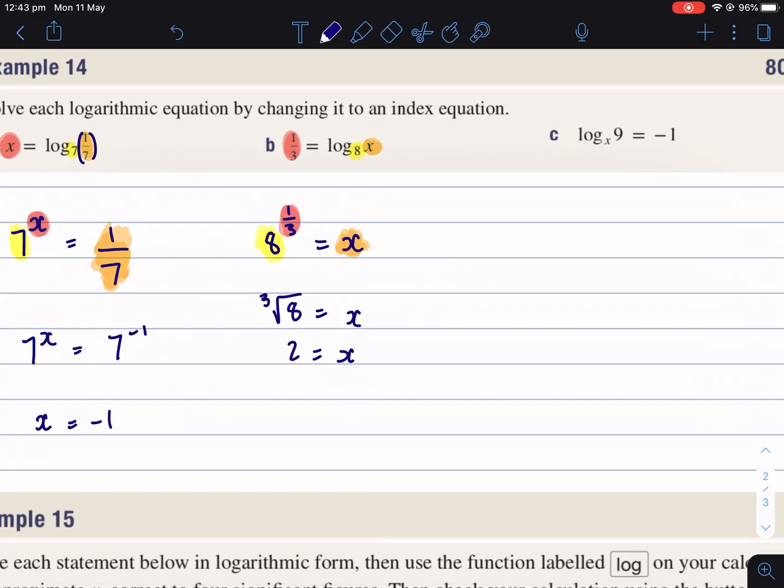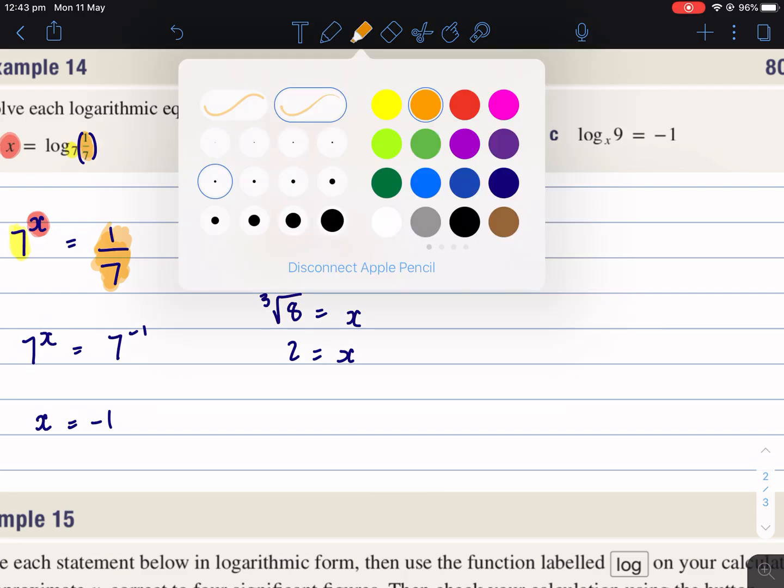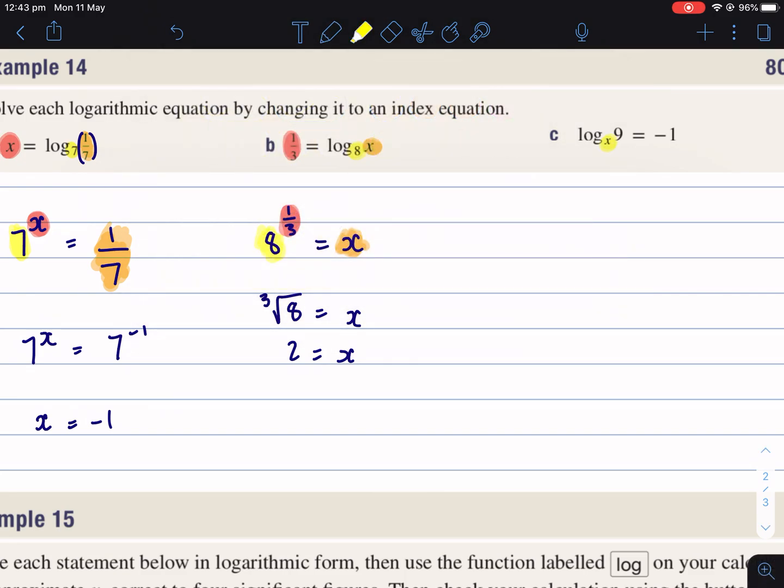And here, x is now down where the 8 was. So we've got x to the minus 1 equals 9. So that's our x. That's 9. And this minus 1 is what we raised it to. X to the minus 1 is the same as 1 on x, which means x must be 1 on 9.